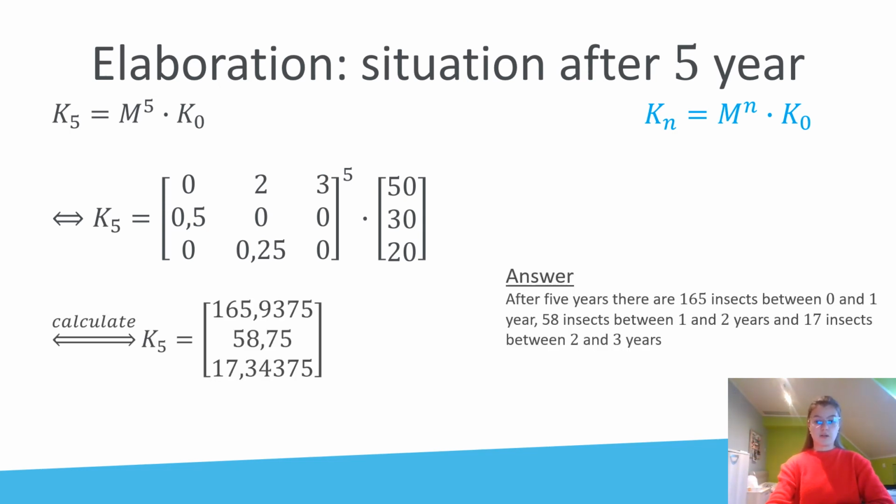After 5 years, there are 165 insects between 0 and 1 year old, 58 insects between 1 and 2 years, and 17 insects between 2 and 3 years. Take a good look at the way we finish here. Just like before, we cannot round up here either. We round 165.9375 to 165 and so on.